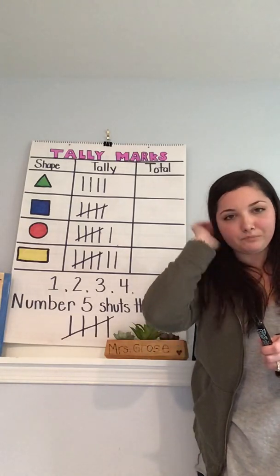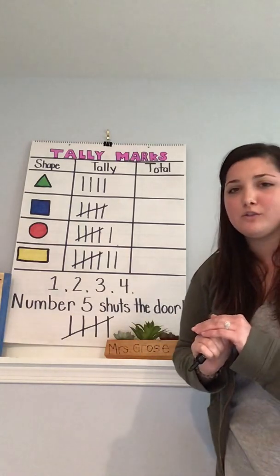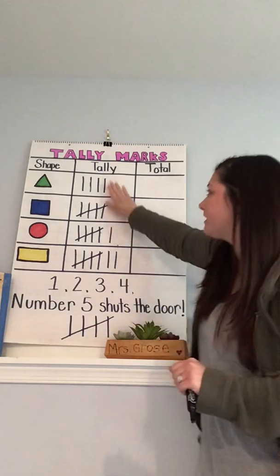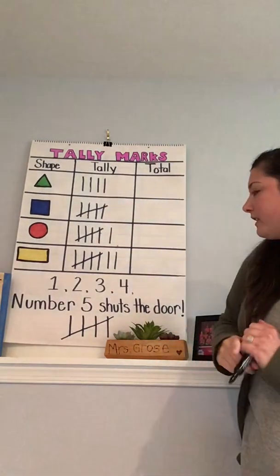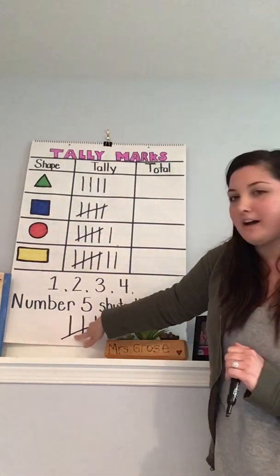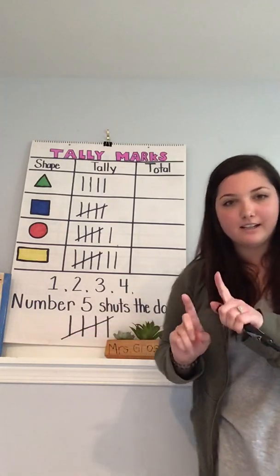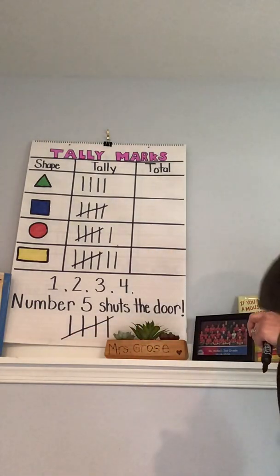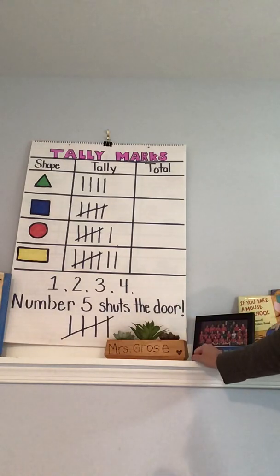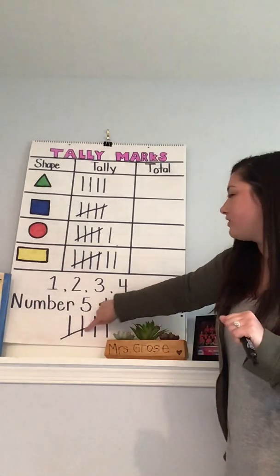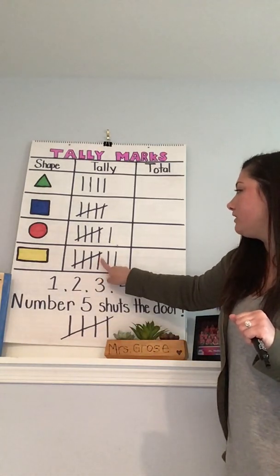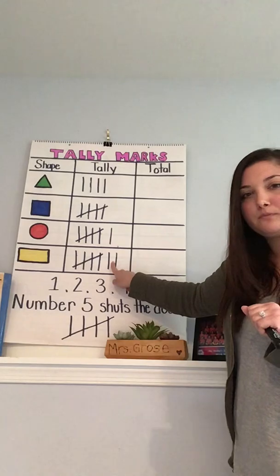All right, now I want to go back and look at my tallies. With a grown-up or a sibling, I want you to talk to them about what you notice about the tallies. What do you notice I did after number 5 shut the door? Take a second and think about that. All right, so after number 5 shut the door, it looks like I started a whole new group.